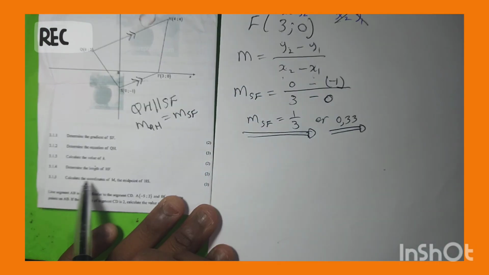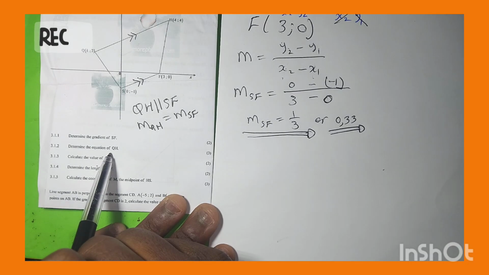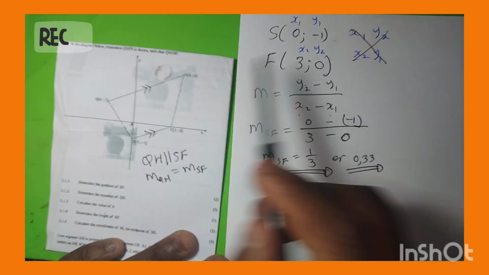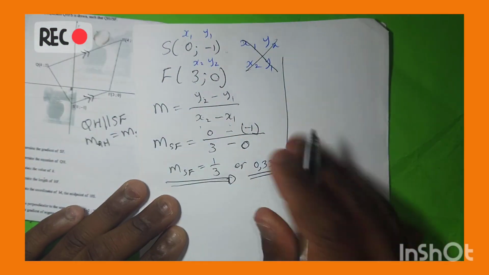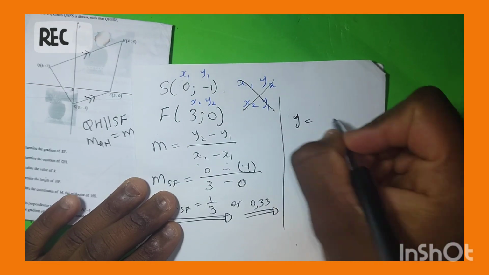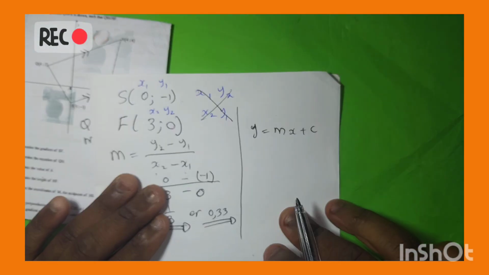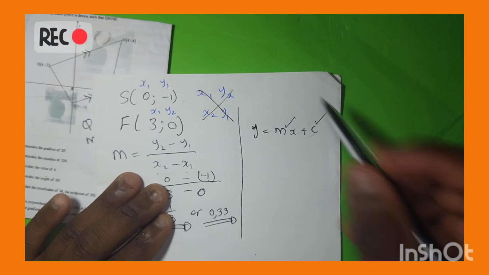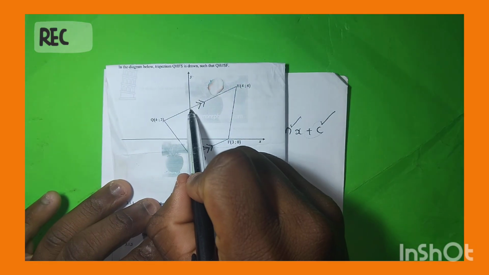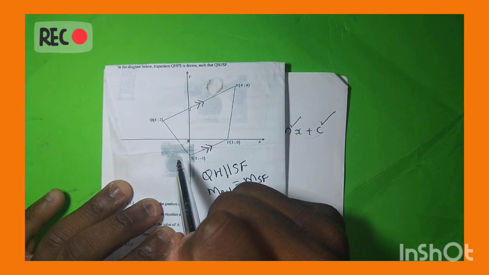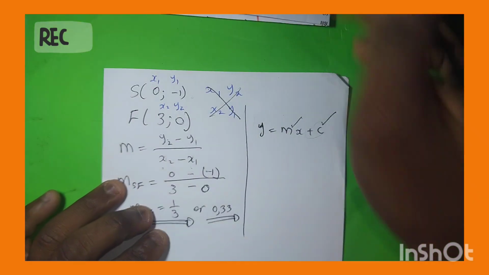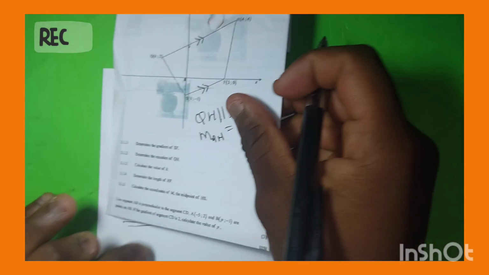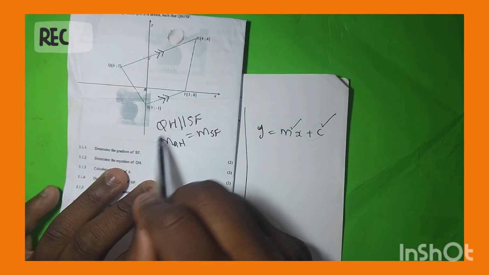And now the next question says: determine the equation of QH. They need you to determine the equation of QH. A key thing you should understand is that for you to know the equation of QH, you should know the gradient and the y-intercept of that line. But if you take note, we don't have the y-intercept of this line, so we should solve for it. Let me talk about the gradient first. I already told you that these two lines are parallel.